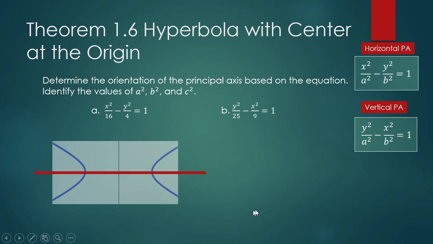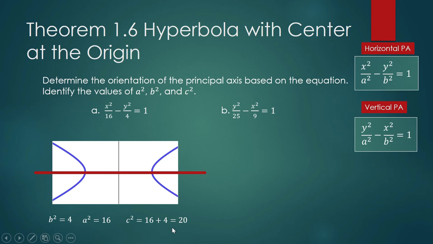And so your hyperbola, one branch will face to the left, the other will face to the right. What is b squared? b squared is the denominator after the subtraction. So it's 4, and the other denominator is going to be your a squared. c squared is equal to a squared plus b squared. 16 plus 4, that's going to be 20.